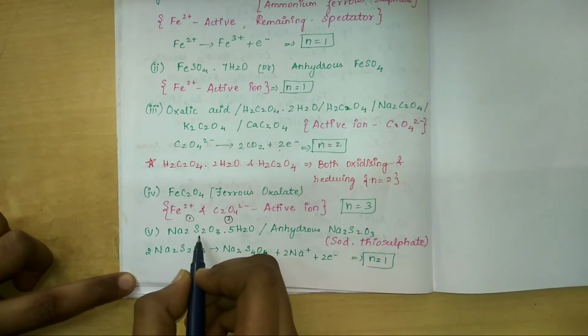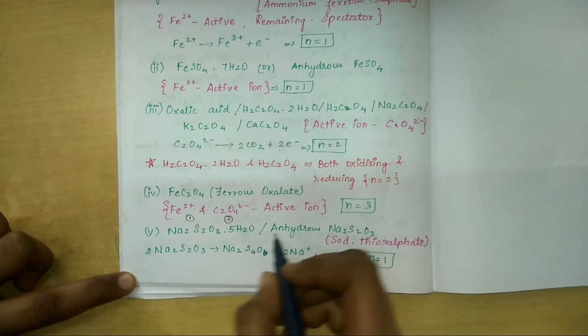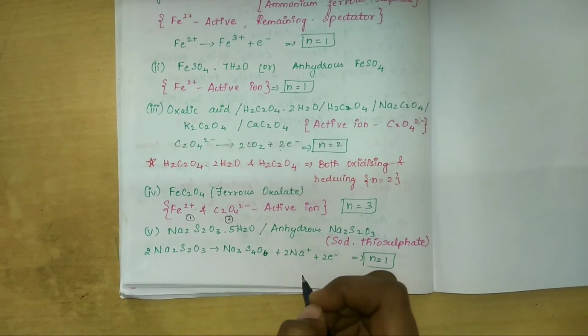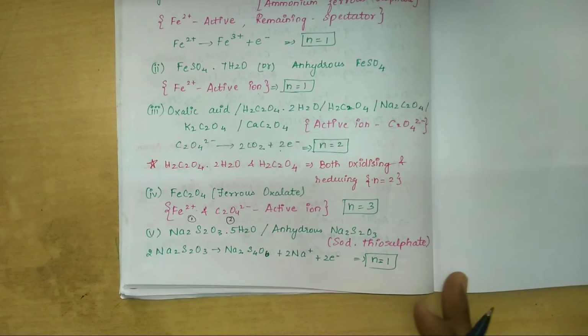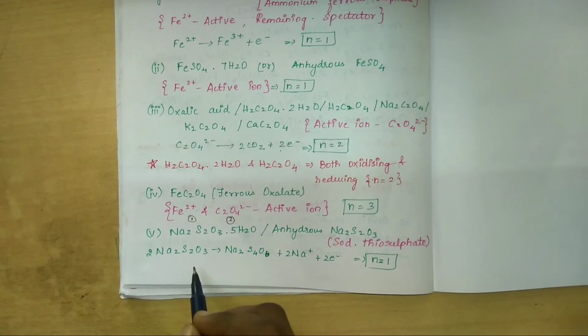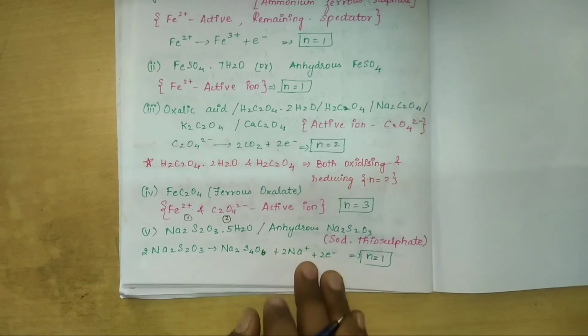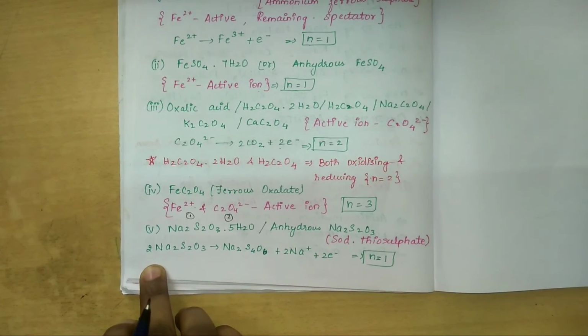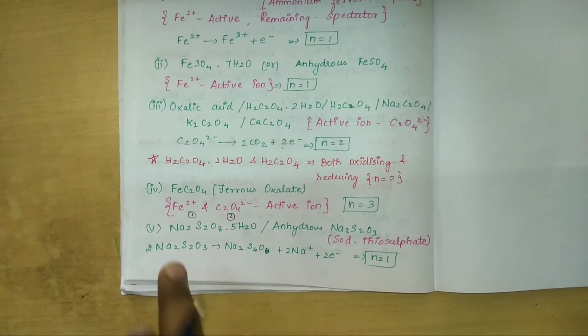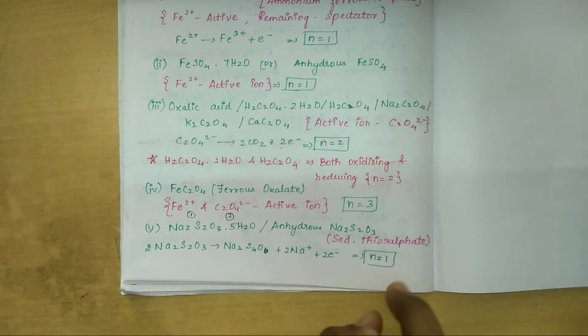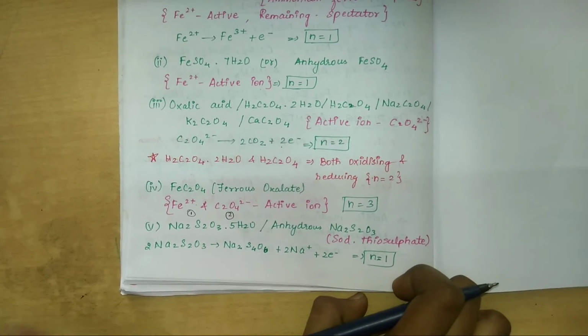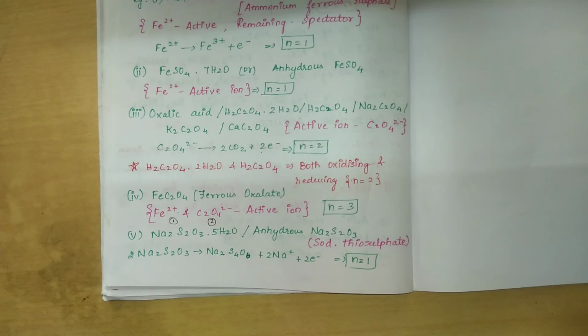Then Na2S2O3.5H2O or anhydrous sodium thiosulfate. Its chemical name is sodium thiosulfate. It will undergo the reaction like this and donate 2 electrons. Why its n factor is 1: for 2 molecules it is giving 2 electrons, so for 1 molecule it will give 1 electron. So n factor is 1 for this molecule.